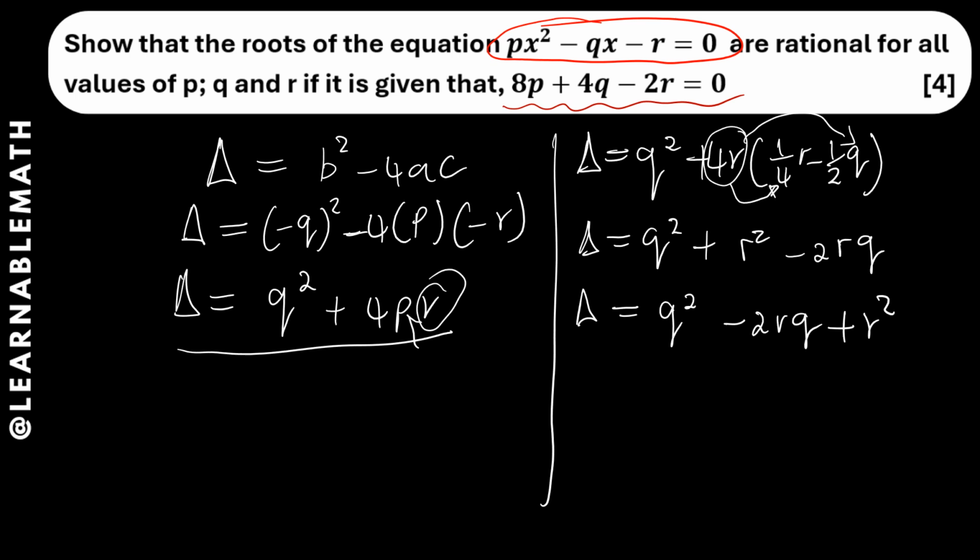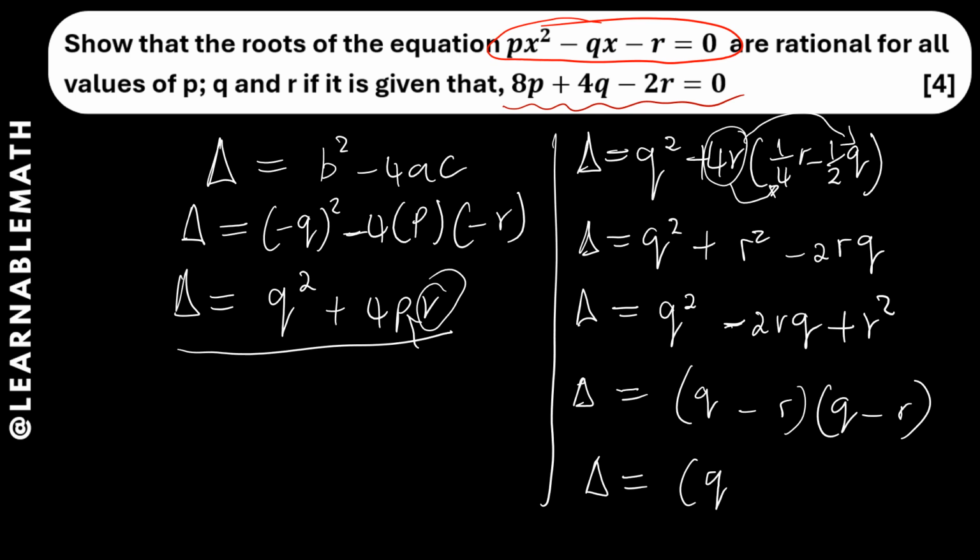But this can be factorized, right? You have q squared, you have r squared, you have 2rq. So we can open two brackets: q and q to get q squared, r and r to get r squared, minus and minus, so we get minus qr to get that minus 2qr. You can see that this and this are the same, so this can be written as q minus r, all squared.